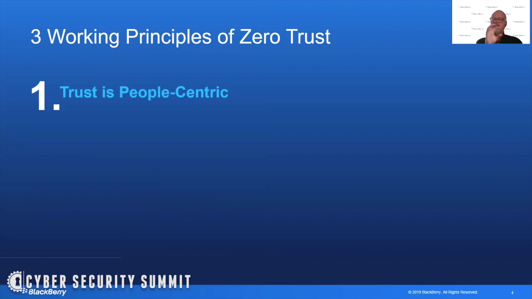So trust fundamentally is people-centric. So we need to manage that trust. We need to assign that trust. We need to deal with the risk of that trust where people are concerned. That's number one. Number two is this, that trust is never assumed.